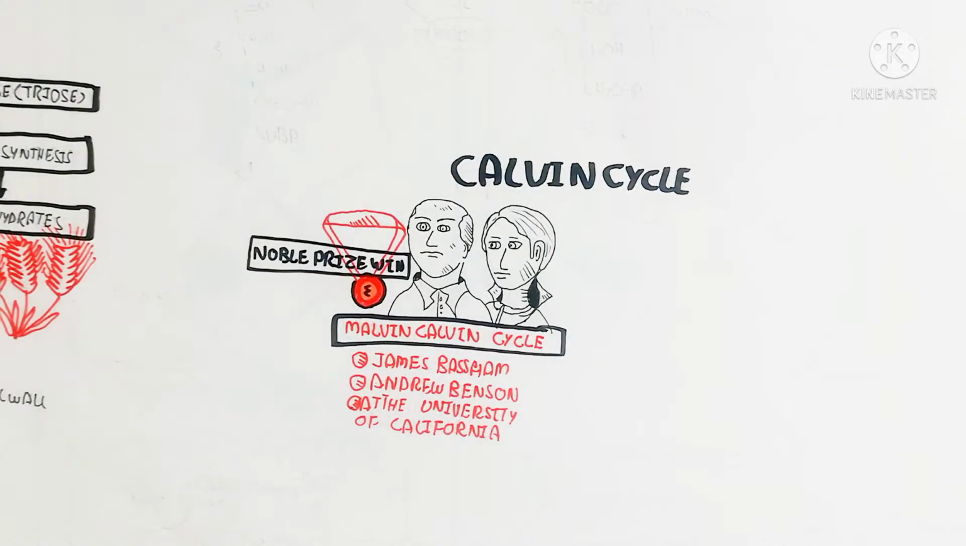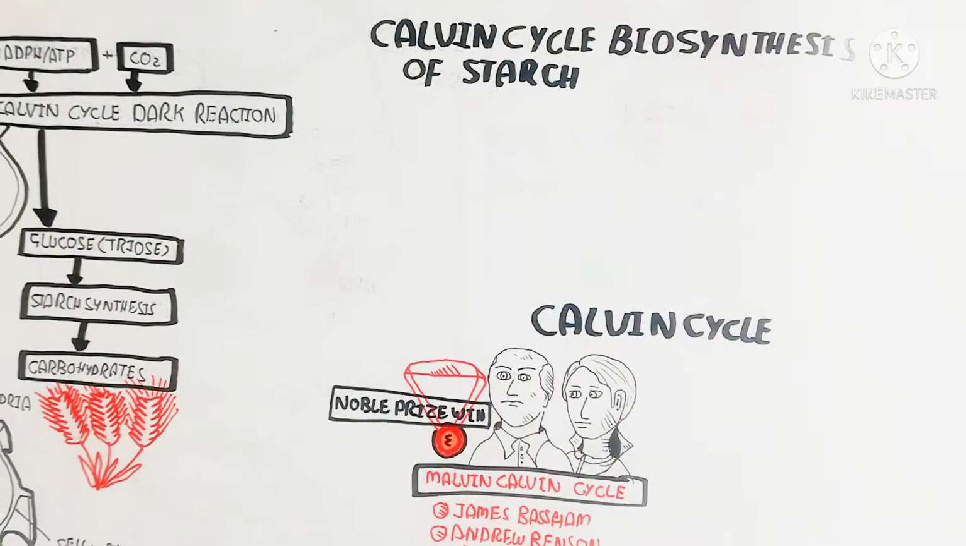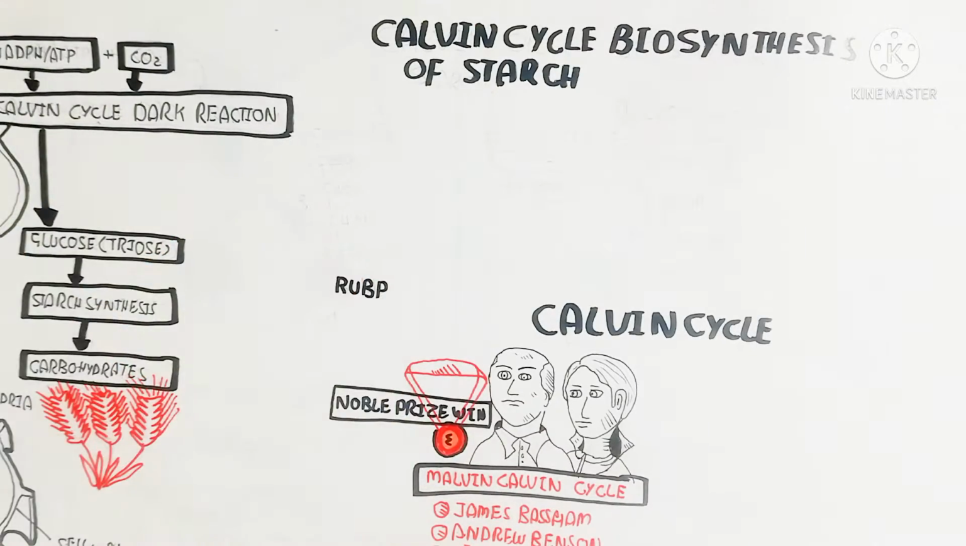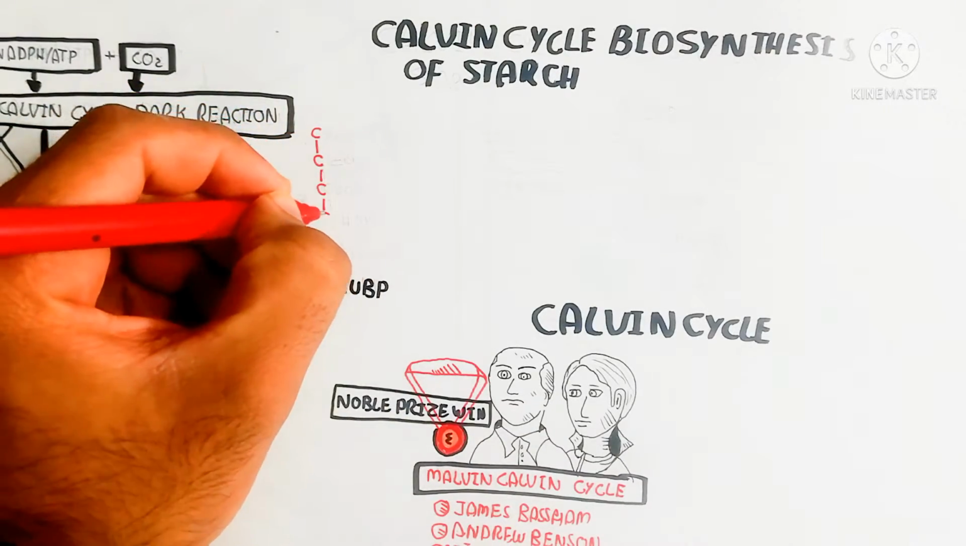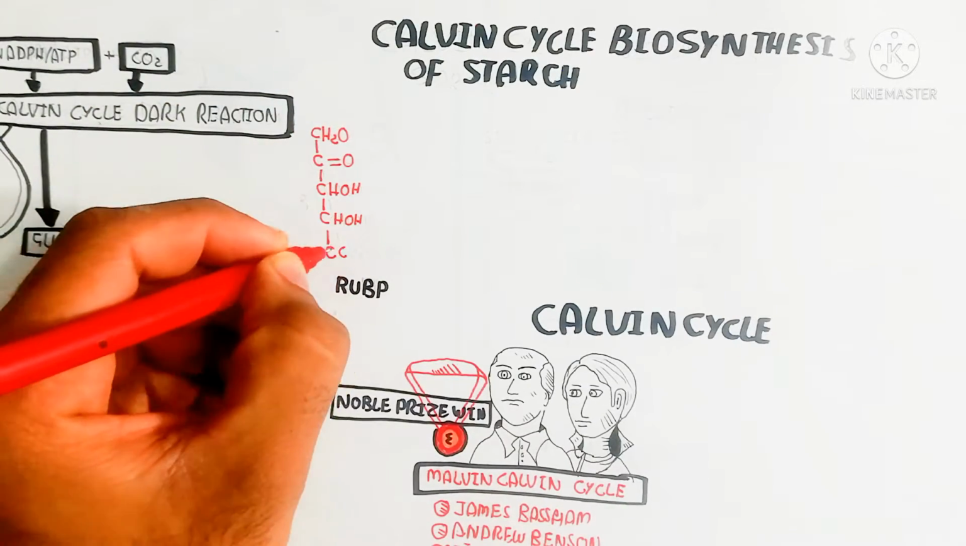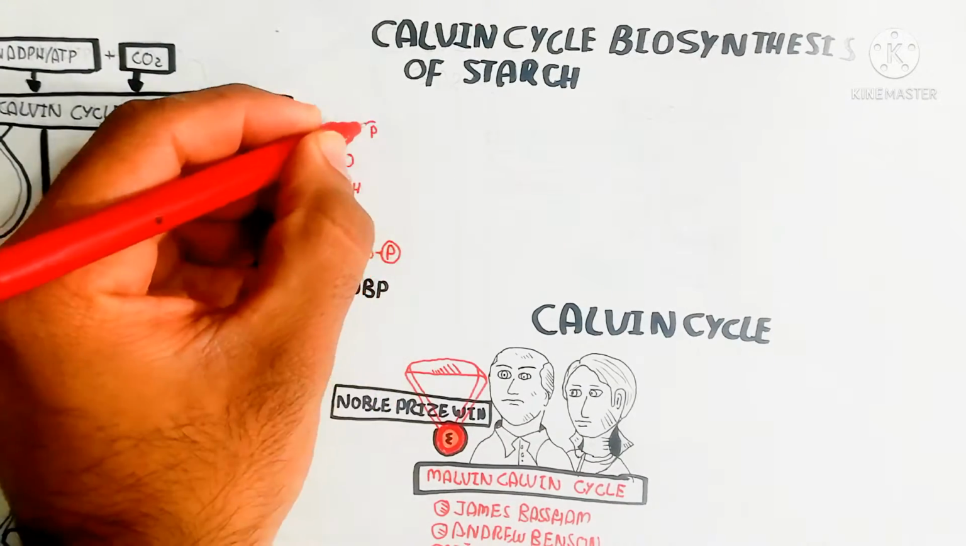So let's draw the picture of the Calvin cycle. Here the carbon dioxide will be fixed in the dark reaction. It takes place in the stroma of the chloroplast, not in the lumen of the thylakoid, but the stroma. So here is the RuBP.